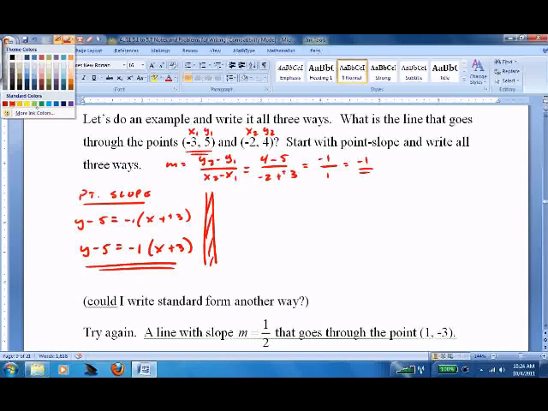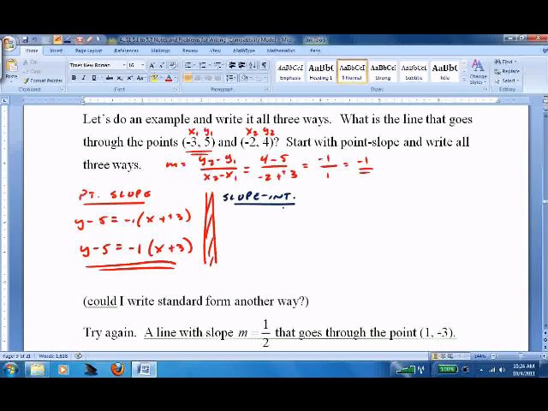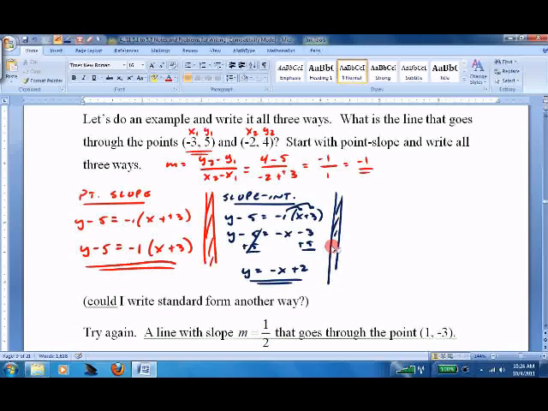Let's try it with slope-intercept. So we take the y minus 5 equals negative 1 times x plus 3, and we distribute. Negative x minus 3, that's negative 1 times x, negative 1 times 3. And we add 5 to both sides. We get y equals negative x plus 2. That's it. Same line, just written in a slightly different form.